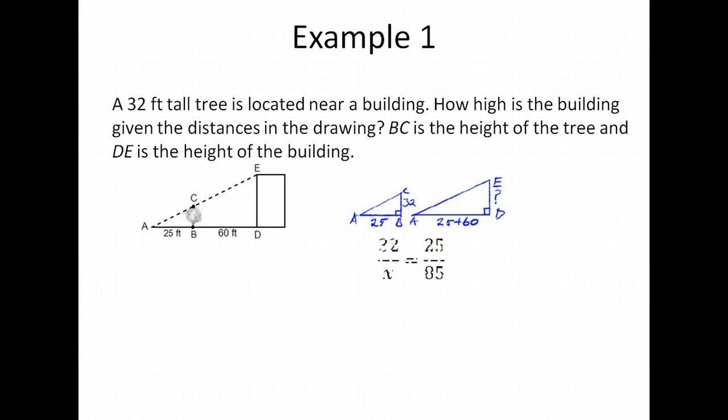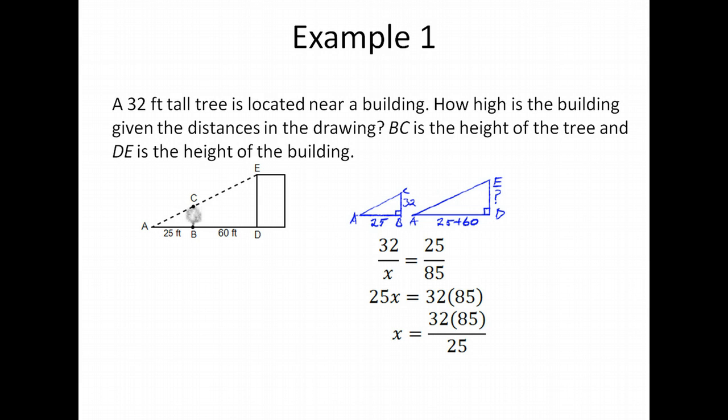Once we get this, we set up our proportion, which is 32 to x is equal to 25 to 85. So we have the height of the tree over the height of the building is equal to the length of the distance to the tree and the length of the distance to the building. Cross multiply gives us 25x is equal to 32 times 85.